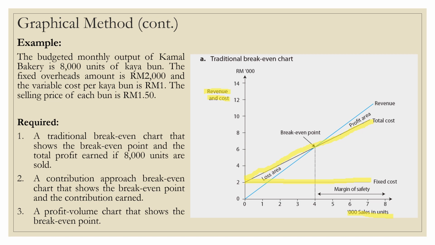So at zero output, the cost is equal to the amount of fixed cost, which is 2,000. And the total cost at the budgeted output level of 8,000 is equal to 10,000, which is 2,000 plus 8,000. You can get the total cost of 10,000.